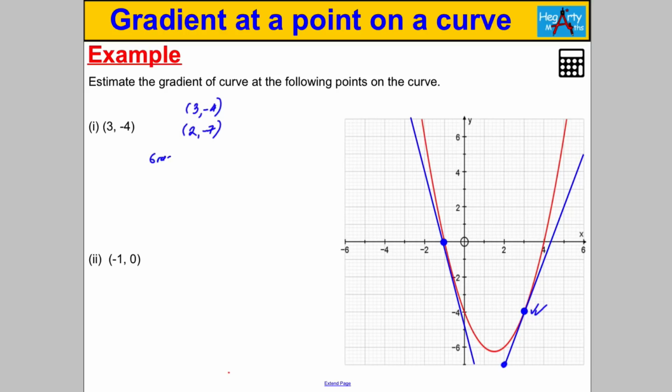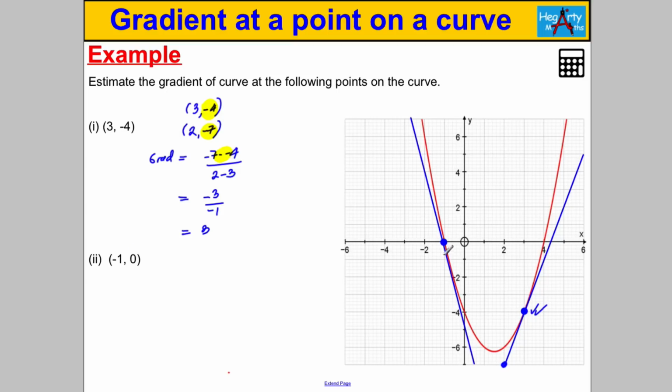So the gradient is going to be equal to the difference in y. So -7 subtract -4, divided by 2 subtract 3. And subtracting a negative is like adding, so that's -7 add 4, which is -3, divided by 2 take away 3 is -1, and that just gets us 3. You could have also just seen that as you go across 1 you seem to go up 3. As you go across 1 you go up 3, so the gradient's 3 there.